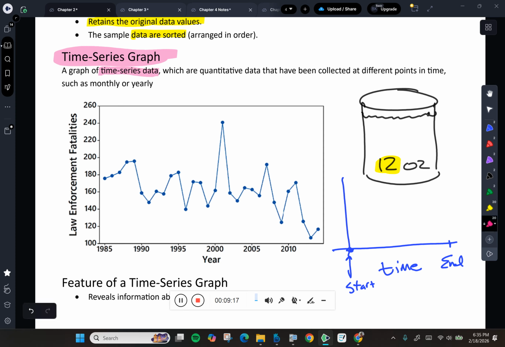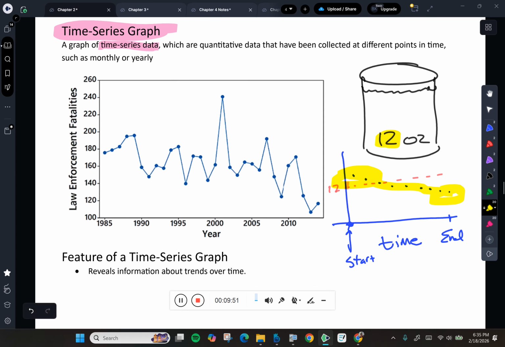Now, if my goal is right there in the middle, and that's the 12 ounces, I'd like to see all the data right around that 12 ounces. But what if I saw something like this? Well, I would look at that and say, looks like it's trending down over time. So I don't know what's happening, but they're overfilling at the start and they're way underfilling by the end of the day. Right? So time series data is trying to tell you how something is changing over time.